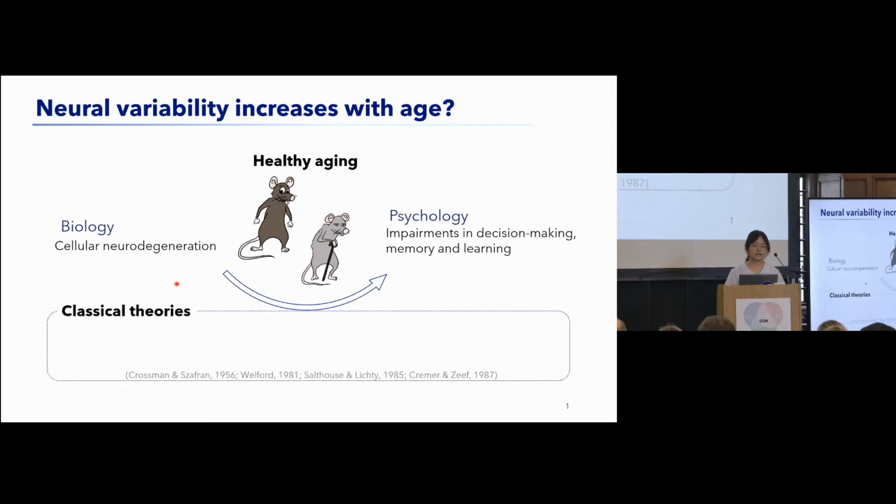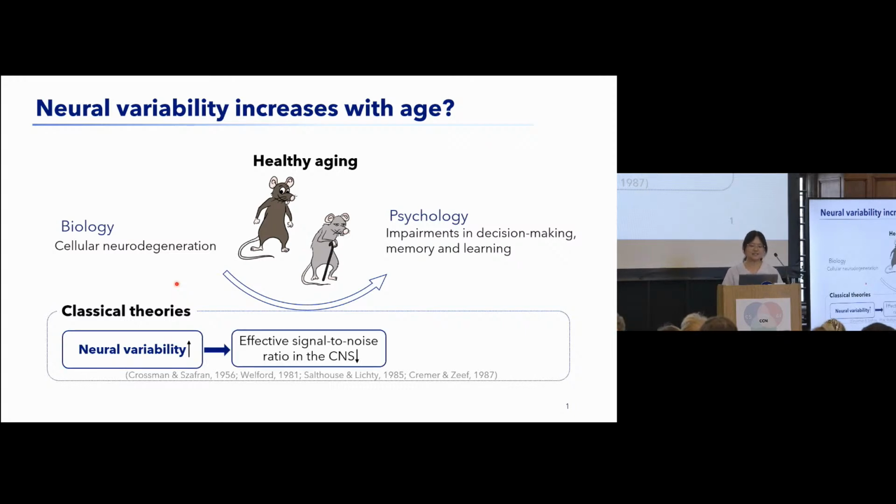One potential way is those classical theories from last century. They state that neural variability increases with age, and thus the effective signal-to-noise ratio in the central nervous system decreases with age, which may finally lead to cognitive decline. However, limited by the technology, those theories were not tested directly at that time.